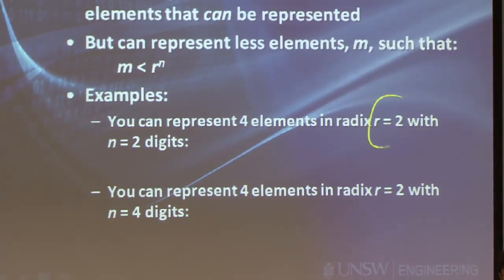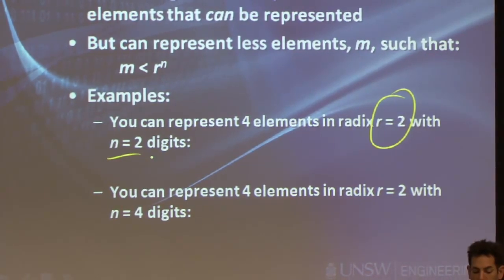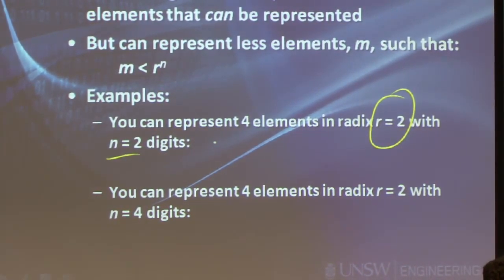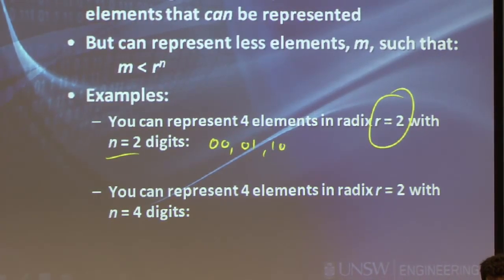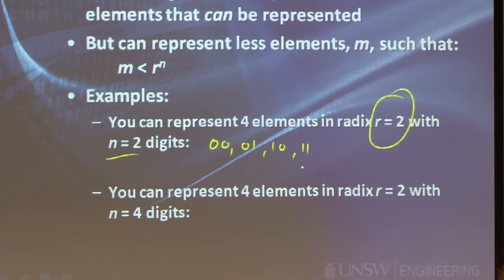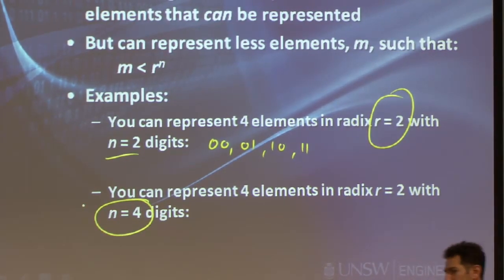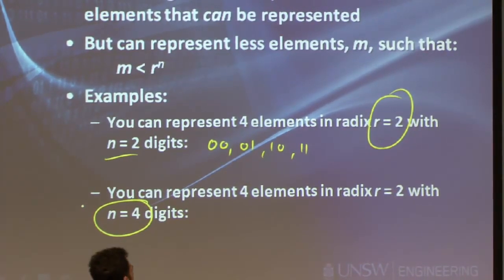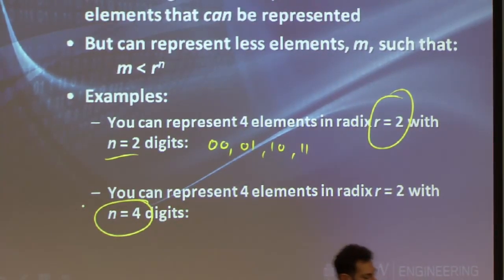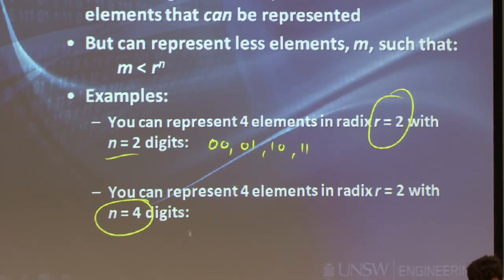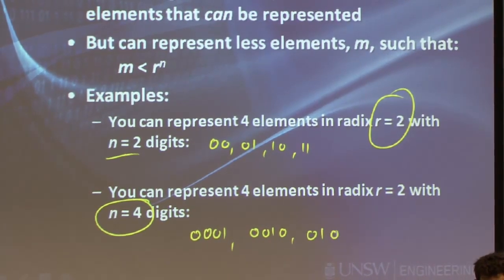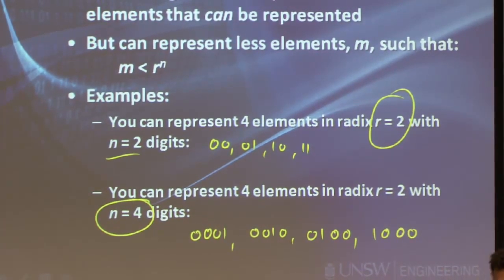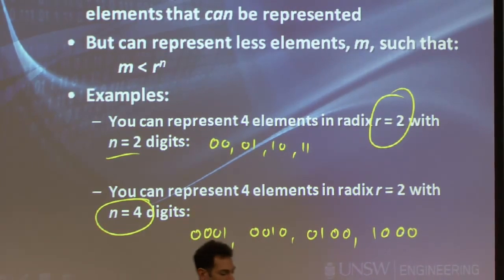With base binary and 2 digits, we can have 4 different combinations: 0 0, 0 1, 1 0, 1 1. If we had 4 digits, we can represent up to 16 different items. But we really only want to represent 4. Let's say we'll give a mapping of 0001, 0010, 0100, 1000. So 4 out of the 16 different options, I will map those 4 into my elements.